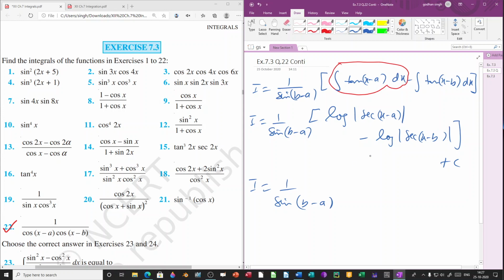So this can be written as I equal to 1 by sin(b minus a), and we know that log a minus log b is log a by b, so this can be written as log mod of sec x minus a over sec x minus b plus c. So this is the solution of question number 22. So with this, question number 22 is complete.